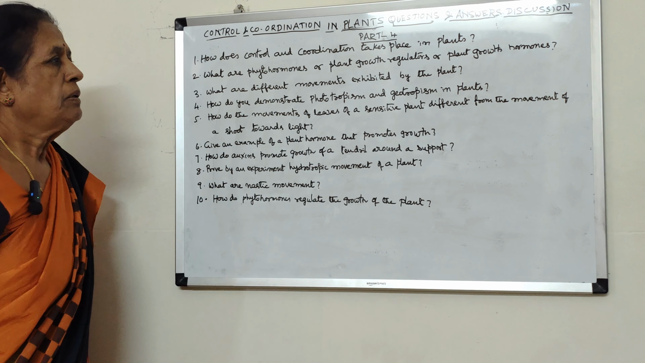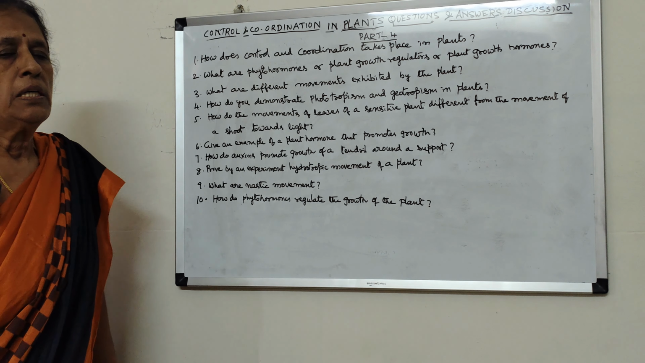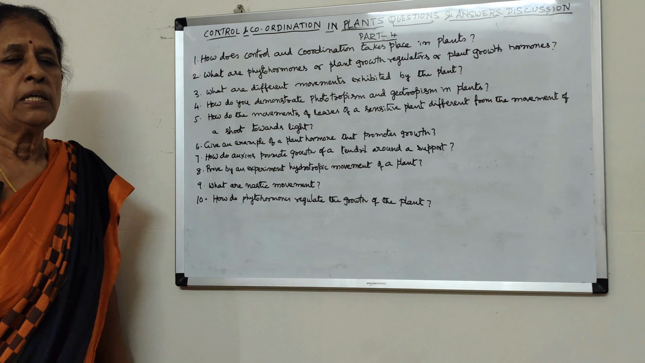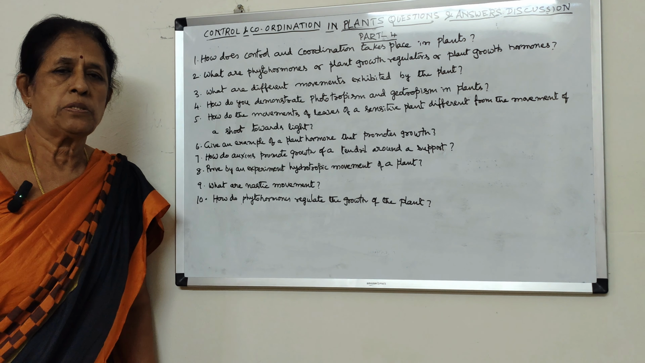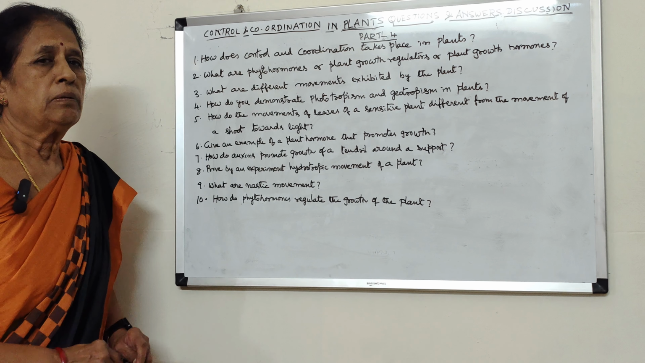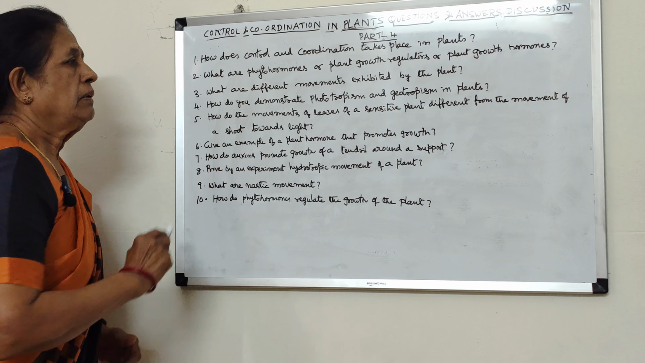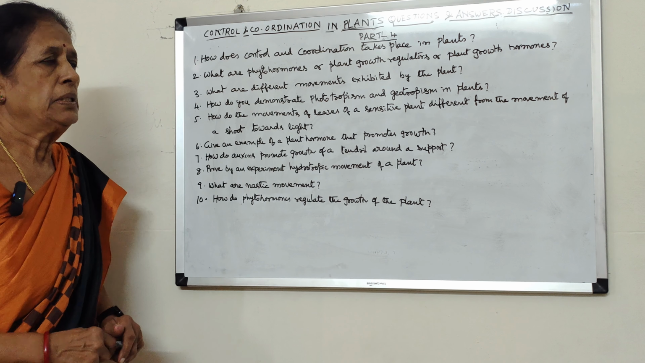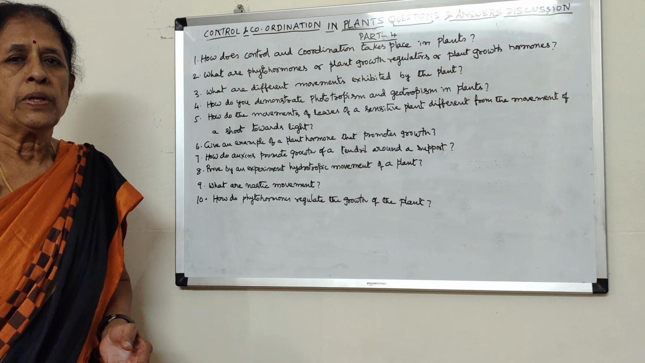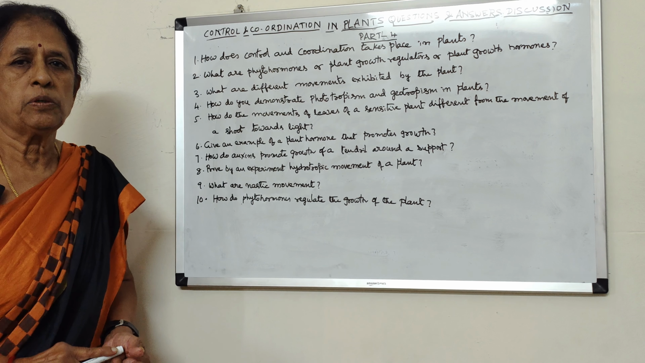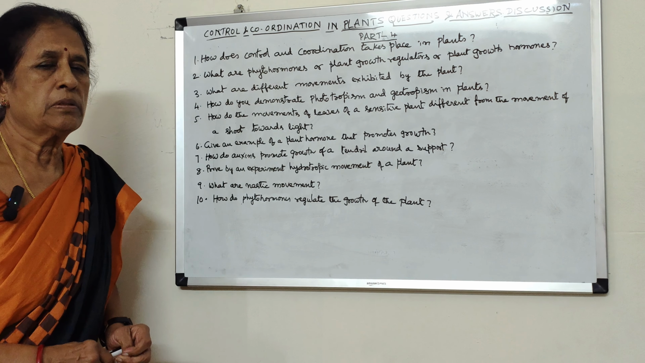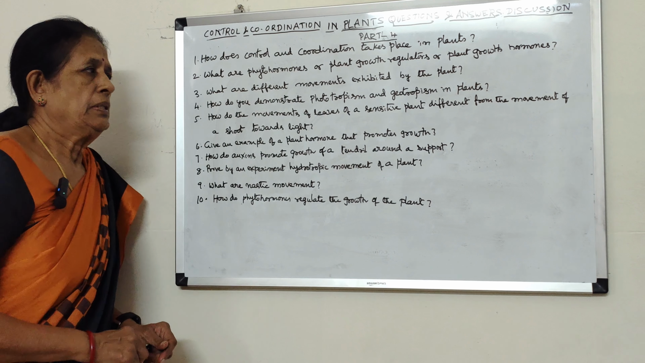Next, what are the different movements exhibited by plants? Plants are sedentary in nature. Sedentary means they cannot move from one place to another. But they have their own way of life, and they exhibit different movements. The different movements exhibited by plants are phototropism, geotropism, thigmotropism, hydrotropism, and chemotropism. So these are 5 movements.